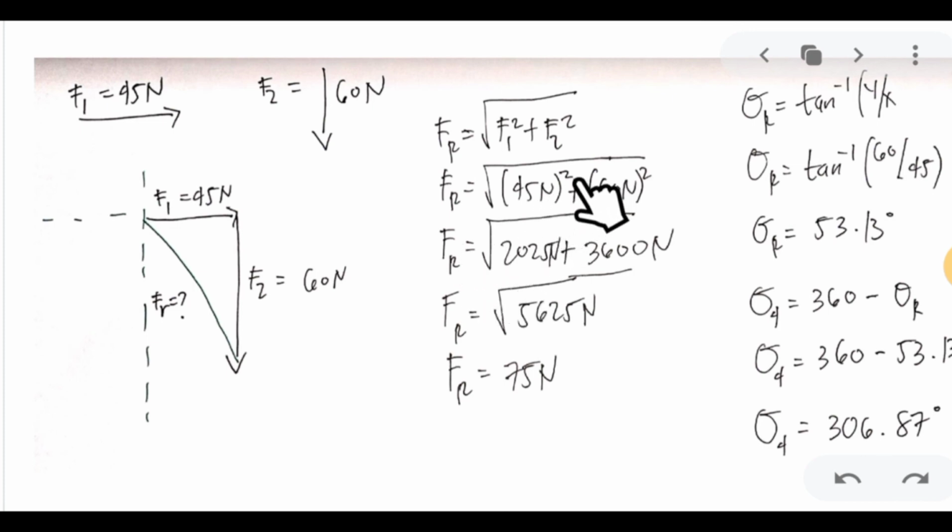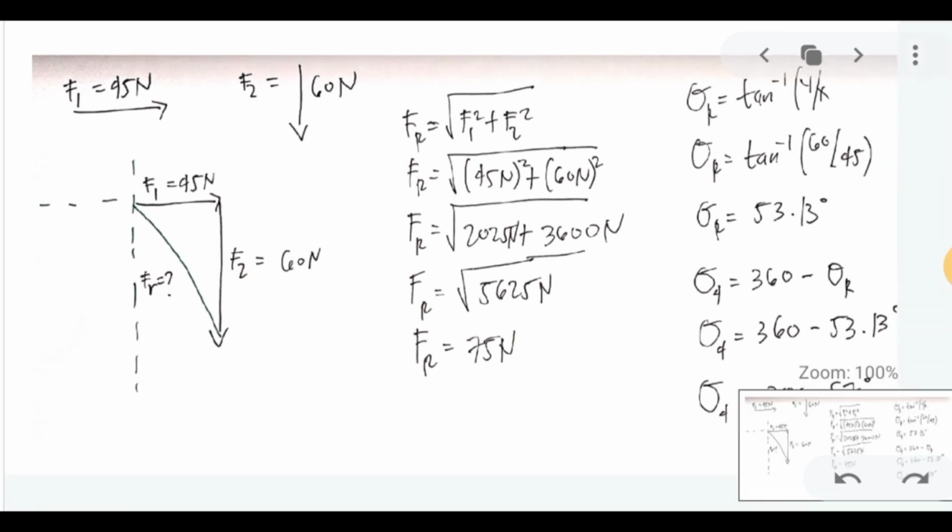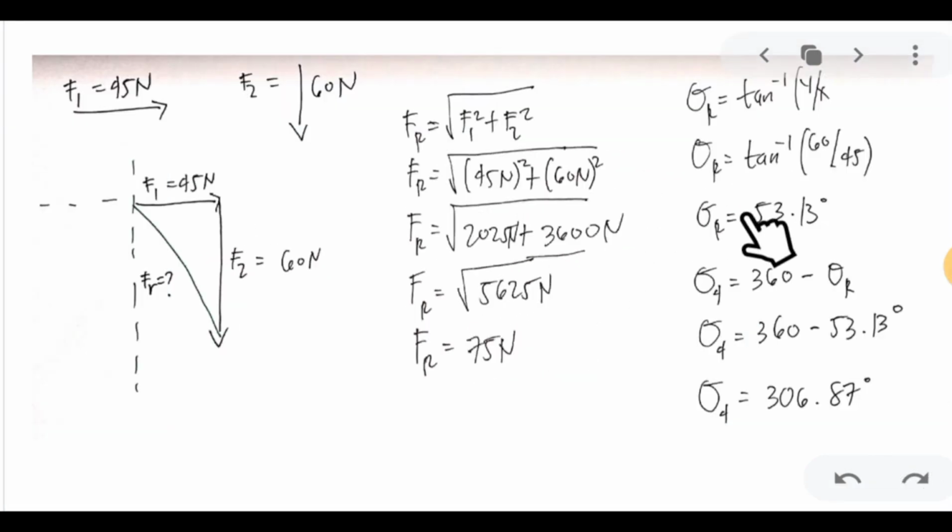And then, 45 squared is 2,025 Newton. And then, 60 squared is 3,600 Newton. And then, get the sum, that is 5,625 Newton. Then, get the square root, that is 75 Newton. To find the direction, the reference angle is equivalent to the inverse tangent, and then the value of your y is 60, the value of your x is 45. Then calculating that on your calculator, that is 53.13 degrees.